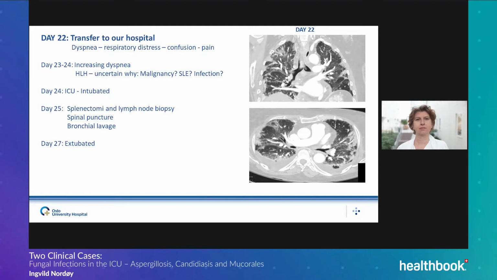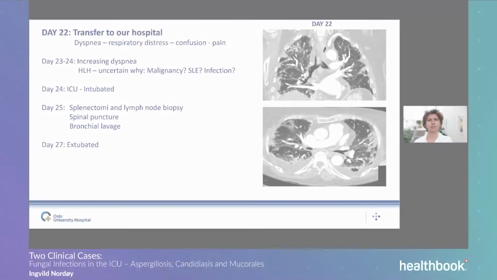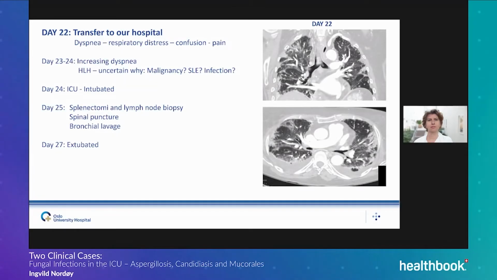So she was transferred to our hospital, and when she got to us, she was really confused. She was obviously in some pain, and she had difficulty breathing, not that much, but still, and her oxygen levels were falling. And you see here on the side, she had a CT scan taken on the day she came, and it doesn't look all nice, these pictures. So we didn't really understand what was the reason for her condition.